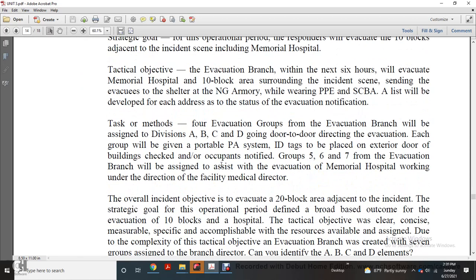Task method. The evacuation group of the evacuation branch will be assigned divisions A, B, C, and D with door-to-door direction of the evacuation. Each group will be given a portable PA system and an ID tag to place at the exterior of the door of the buildings, to check that the occupants are notified.